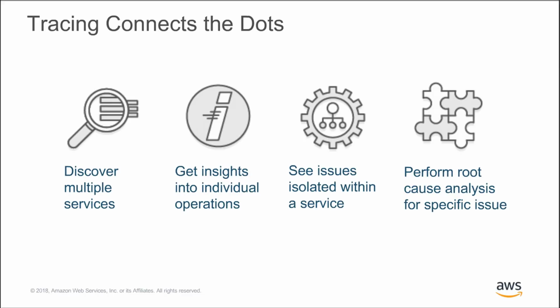So why does tracing individual requests matter? Well, you need to discover the multiple services that make up your application. Discovering your multitude of microservices is the first step to identify any further issues. You want actionable insights into your requests and operations. These are important to provide you with detailed information that you can use to get specific insights.